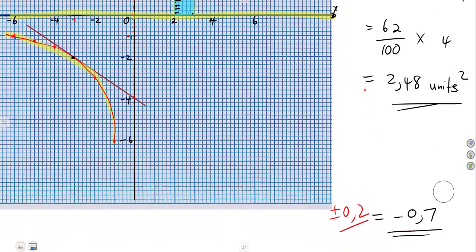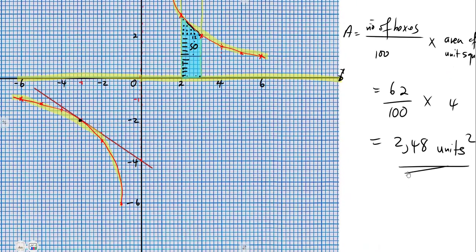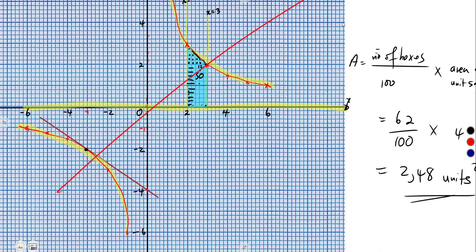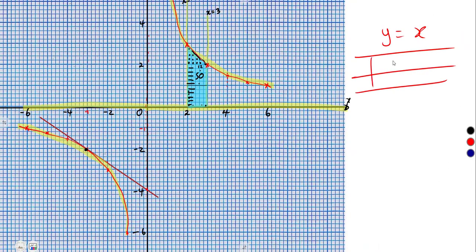You simply apply the same as before. The gradient at a certain point, use that point. On the same axis, draw the line y is equal to x. So you can use the table of values to draw the line of y is equal to x, as it divides the graph into 2 equal parts. Or you can simply use the table of values where x and y are the same. This is a straight line. So where x is minus 4, y is minus 4, and x is 0, y is 0, and x is 4, y is 4, because x and y are the same.